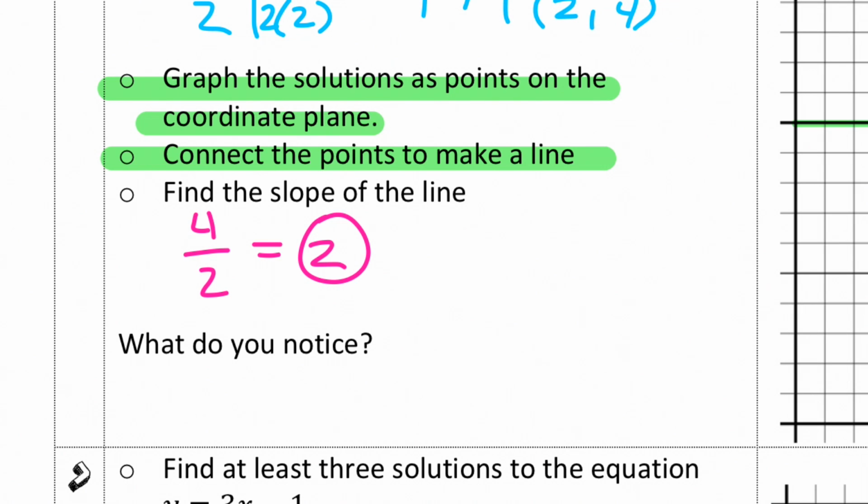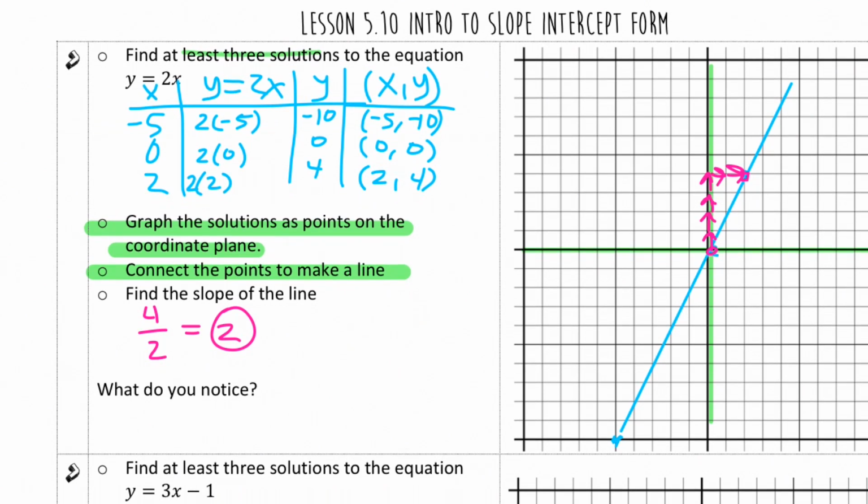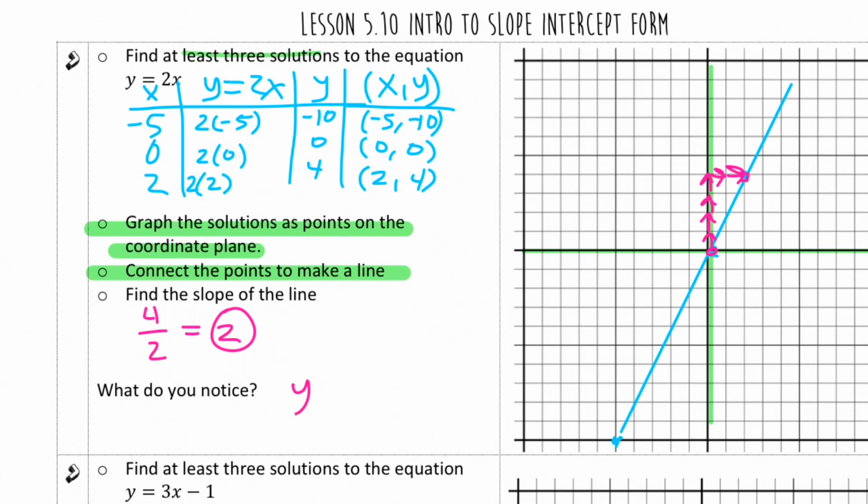Okay, so I want you to take a look at the equation that we started with and the slope that we found from the graph, and what do you notice as far as connecting the slope and the graph to the linear equation? I'm hoping what you found is that in y equals 2x, this number right here is the same as our slope. Go ahead and think about that for a second, and then we're going to move on to our next problem.